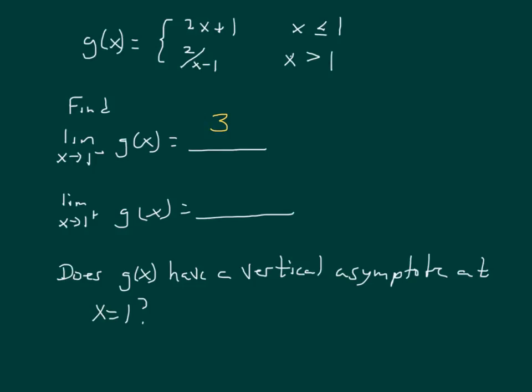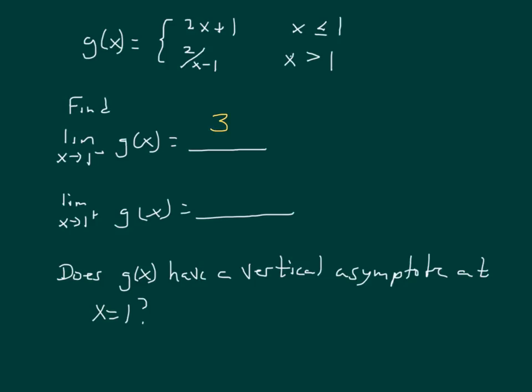Now, as x gets closer to 1 from the right, because we're looking at values that are bigger than 1, we're going to use this bottom piece here, the 2 over x minus 1. And so, as we get closer and closer to 1, we're putting in numbers bigger than 1, but very, very close to 1. So 1.1, 1.01, 1.001, 1.00001, and we can keep going that way. And I take 2 over those.